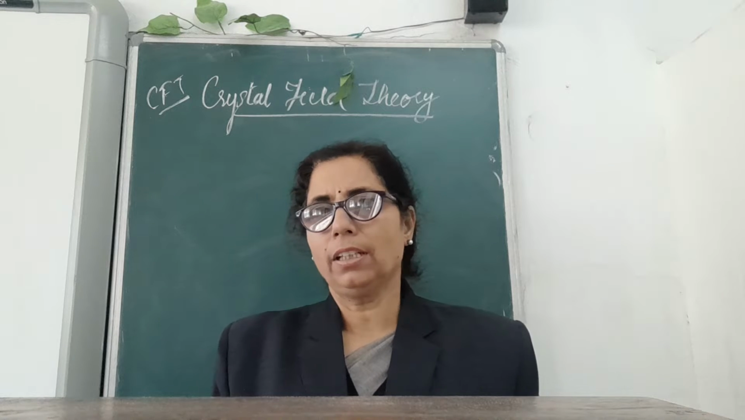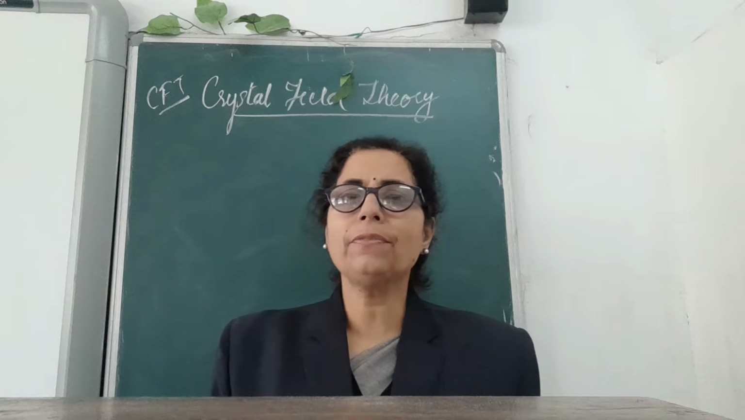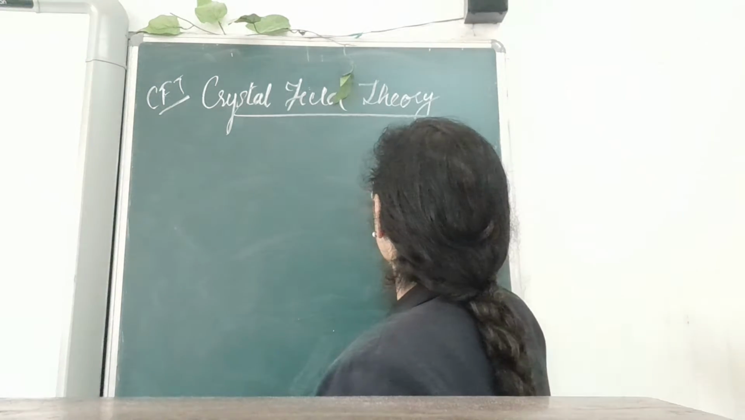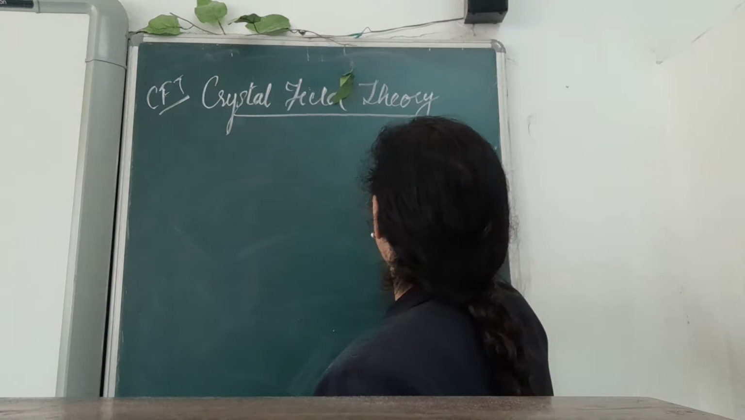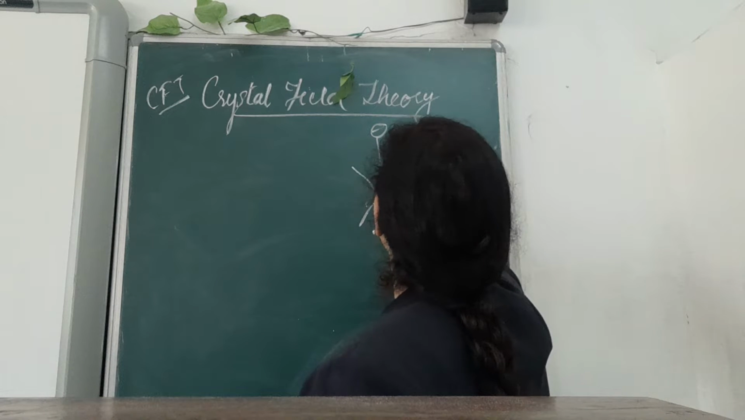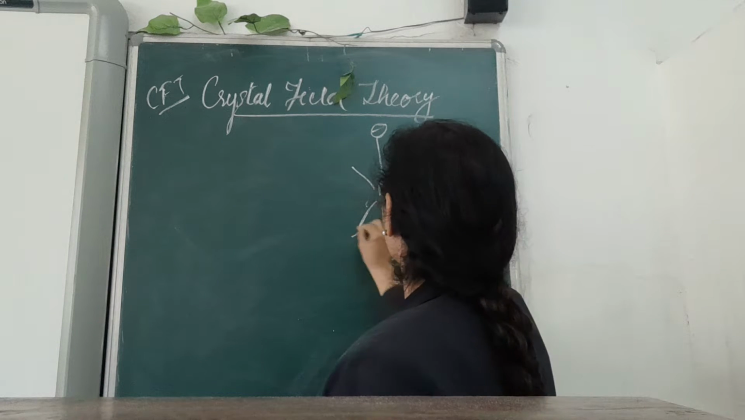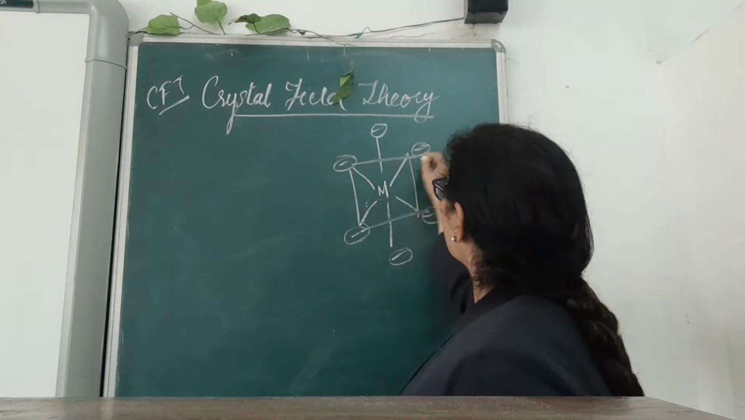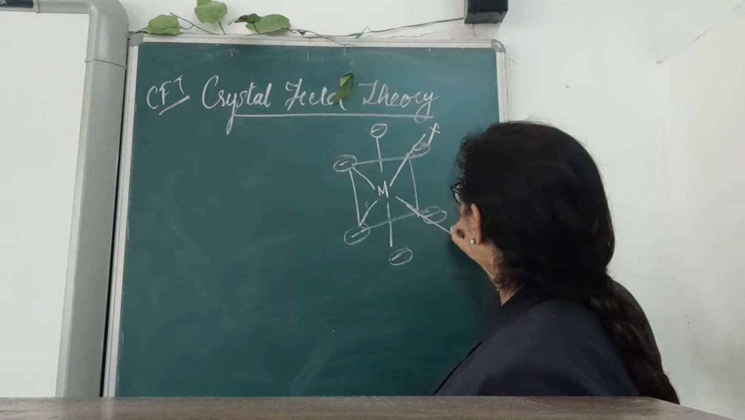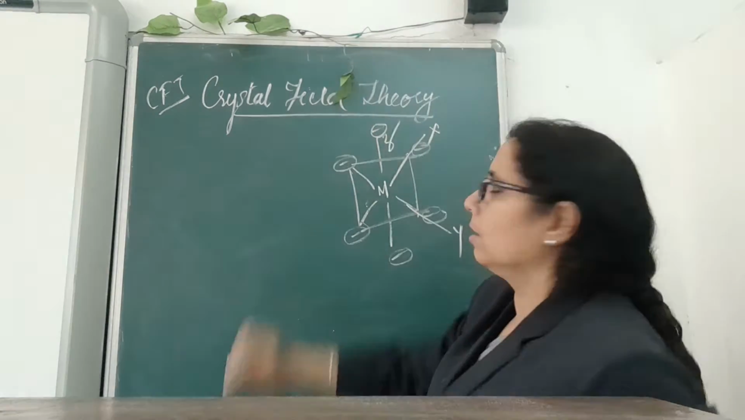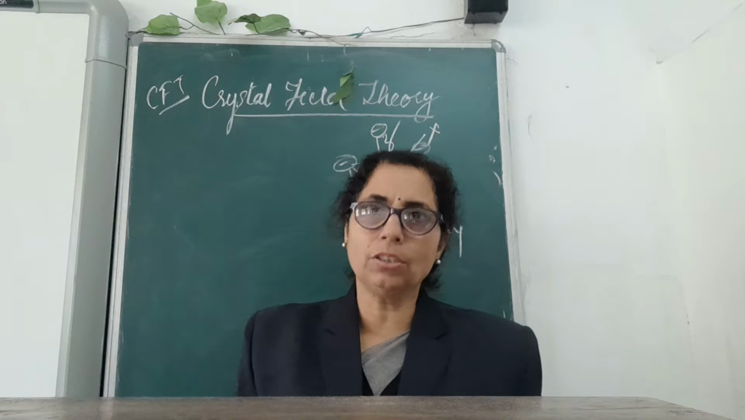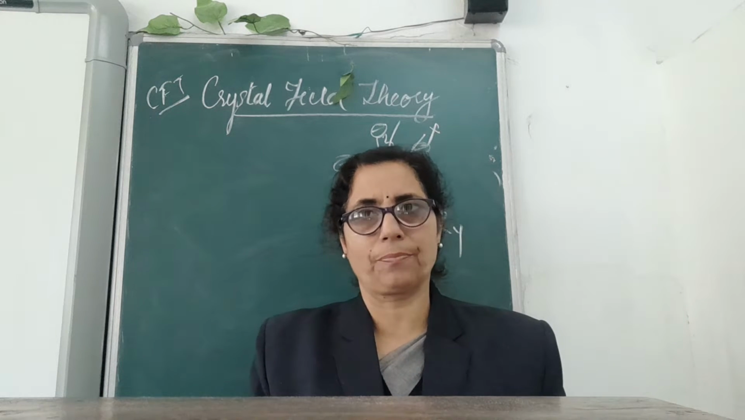According to this theory, in different complexes, especially in octahedral complexes, like this is the central metal, and in an octahedral complex you have seen all the electrons have been arranged in these orbitals. That means you will find that this is having x axis, y axis and z axis. In this way all the axes have been used where electrons have been arranged.